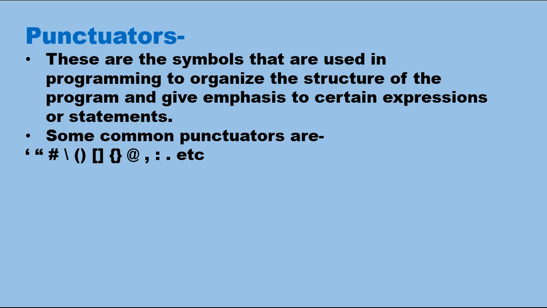Now, the last topic of this video is punctuators. Punctuators are a form of tokens. These are the symbols that are used in programming to organize the structure of the program. They are used to give emphasis to certain expressions or statements. Some of the common punctuators are apostrophe, quotation mark, single quotation mark, hash symbol, brackets, @, comma, and many more.